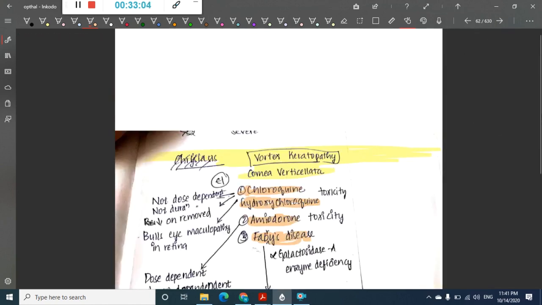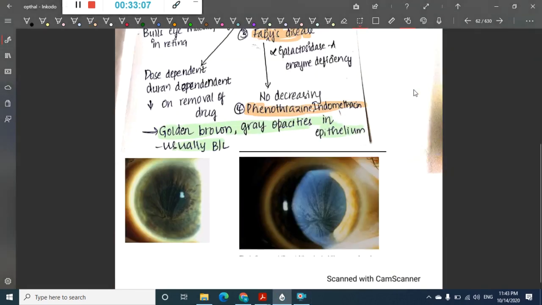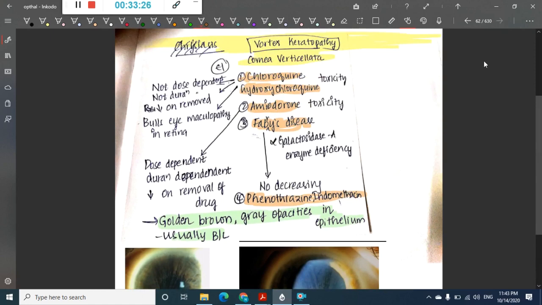Let me show you the picture of vortex keratopathy. If you see, these are the golden brown or grayish opacities which you can see. These opacities are going like this. This is even clearer. These opacities which we are talking about are called vortex keratopathy.